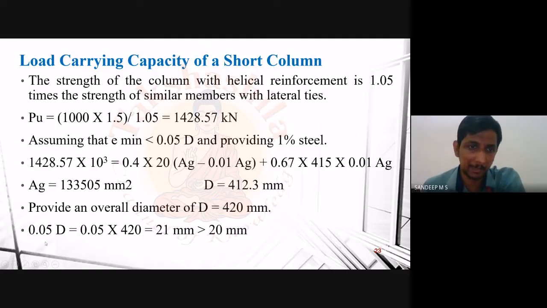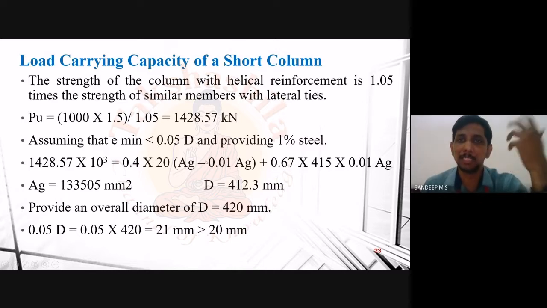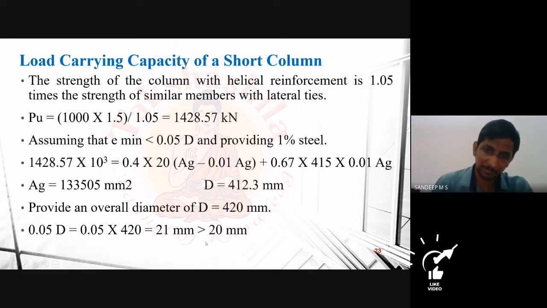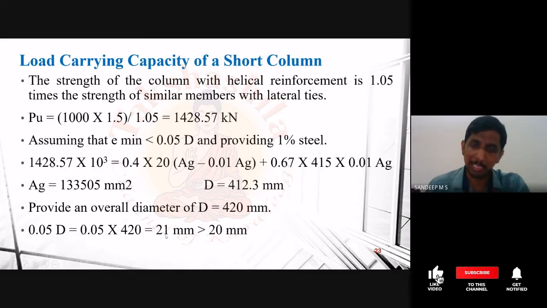Now we are again checking 0.05 d is equal to 0.05 into 420, that is 21, which is satisfying our condition. Actually, this check must be done in our previous problems also. Anyway, please understand that at the later stage, towards the end, we have to ensure that this condition is satisfied, because in the initial stage we are merely assuming that this 0.05 d will be greater than 20 millimeters. So here they have just cross verified that and found that it is true, based on the diameter which we have provided now.